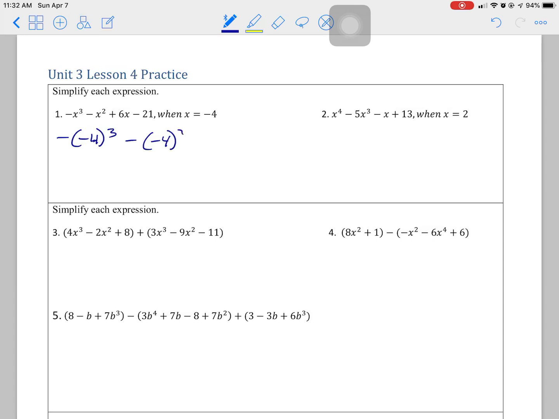Replace the x with a negative 4. First, I'd literally replace with a negative 4. I like to use parentheses. It keeps it nice and straight. Orders of operation says do this first. So this negative stays here.